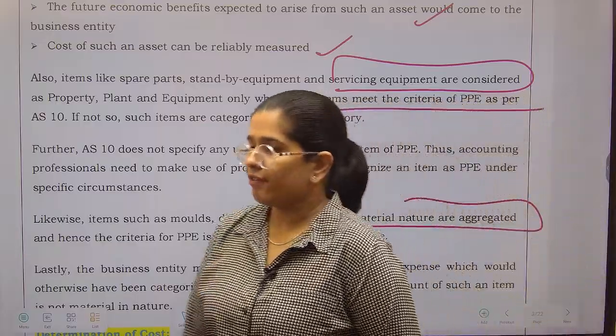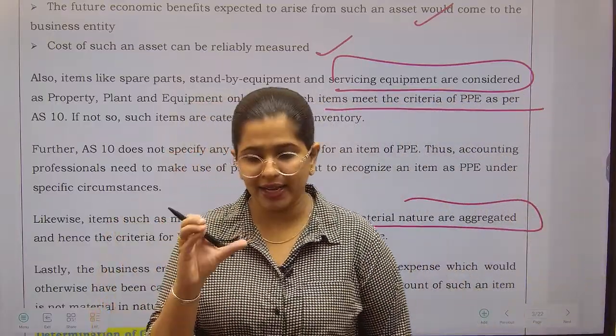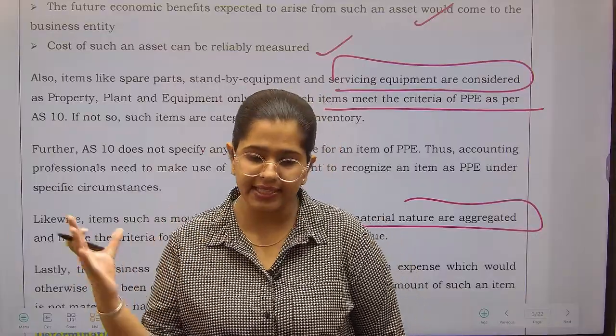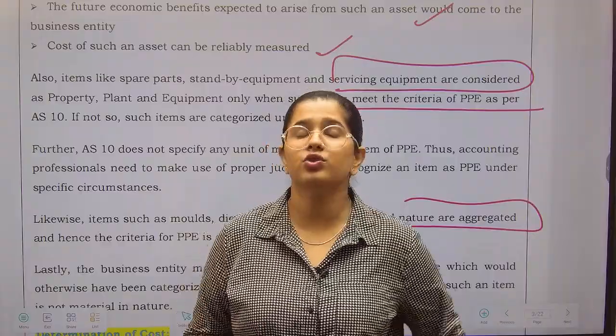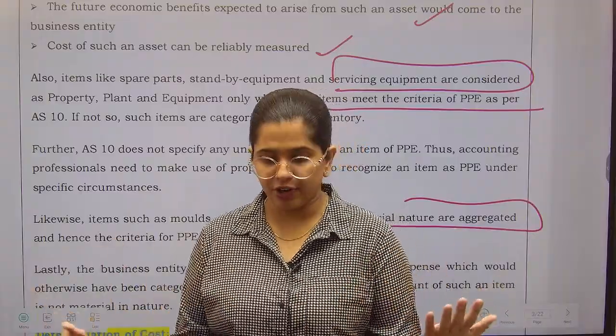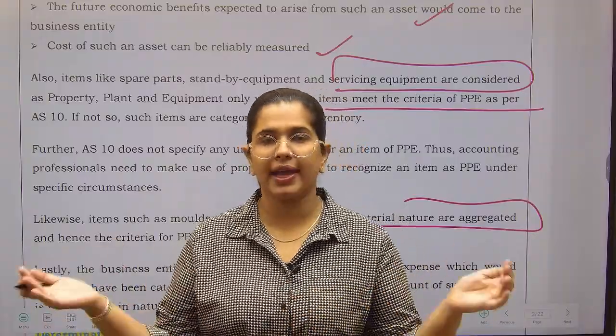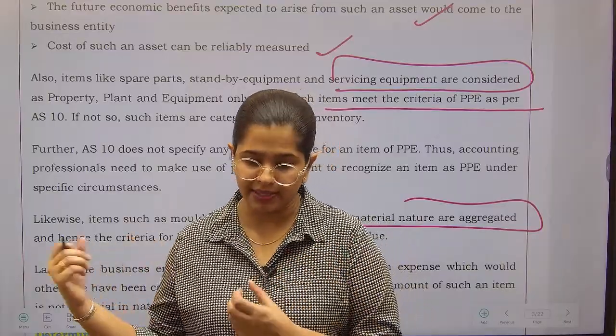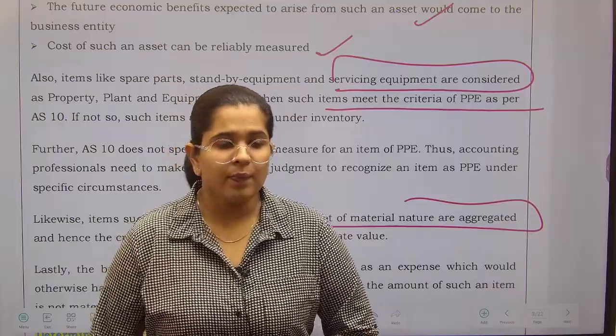For example, when we manufacture biscuits, you might have seen that biscuits have different kinds of shapes, different kinds of designs, etc. Right? All these items are used to manufacture products of different nature. So आप उन सबको aggregate कर सकते हो and then you can classify them as an item of property, plant and equipment. Now hear me out.